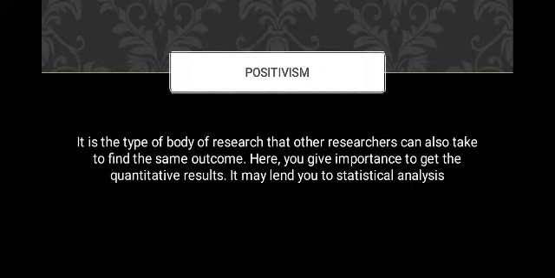Firstly, positivism. Positivism comes up with research questions and hypotheses that you can test. With positivism, you can find explanations measuring the accepted knowledge of the world. An example of it is the law of gravity. It is a type of body of research that other researchers can also take to find the same outcome. Here, you can give importance to getting quantitative results. It may lead you to statistical analysis.